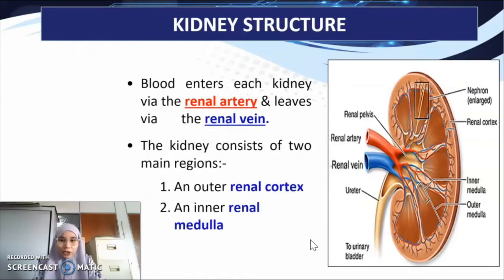The kidney structure. The blood will enter each kidney via renal artery and leave via the renal vein. The kidney consists of two main regions, which are the renal cortex, the outer part here, and the inner renal medulla.